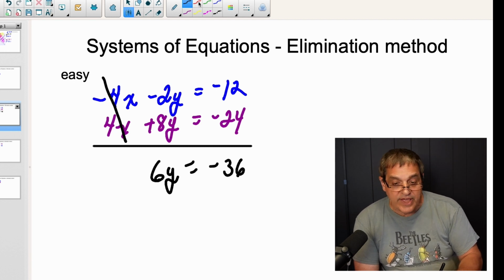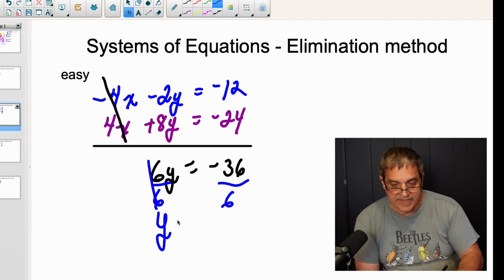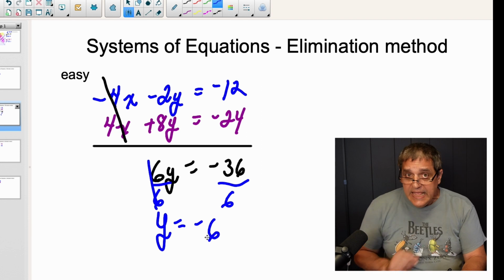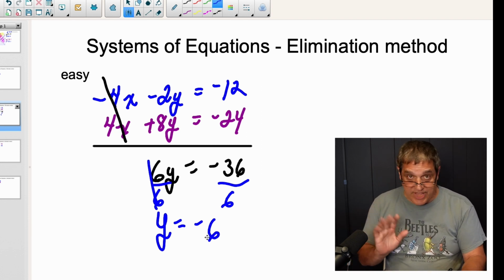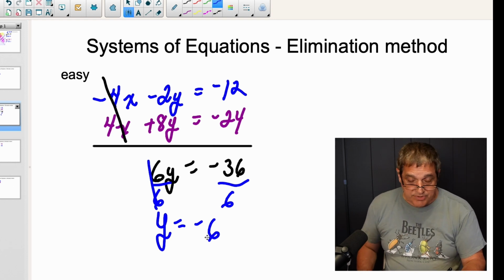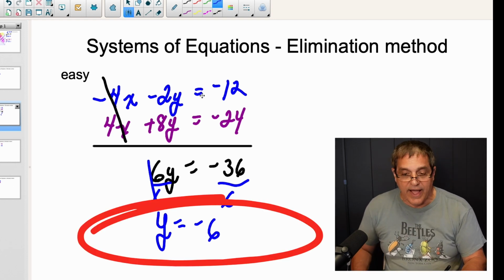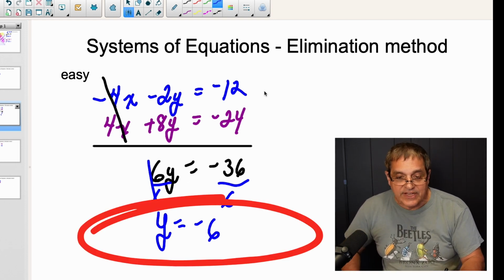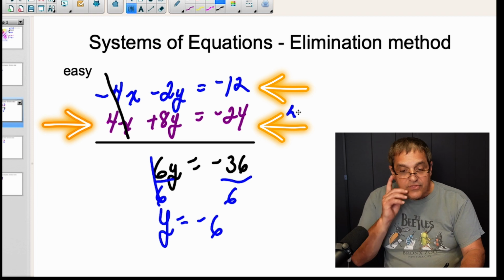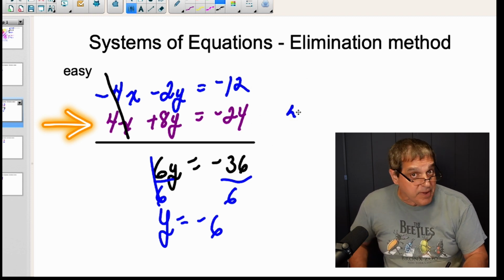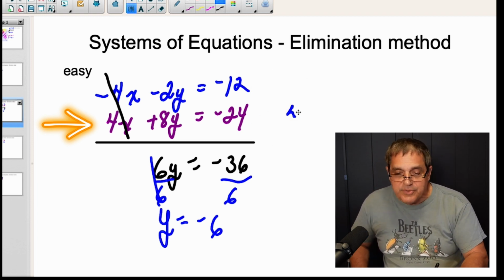Okay? And we know how to solve this one easily. We divide both sides by 6, and I get y is equal to negative 6. Now remember, with any systems of equations, I haven't finished yet because I have to get both variables. Right now I've only solved for y. So how do I solve for x? Well, what I do is I take either one of these equations, it doesn't matter, and plug in the negative 6 for my y. So I'm going to use the bottom equation.